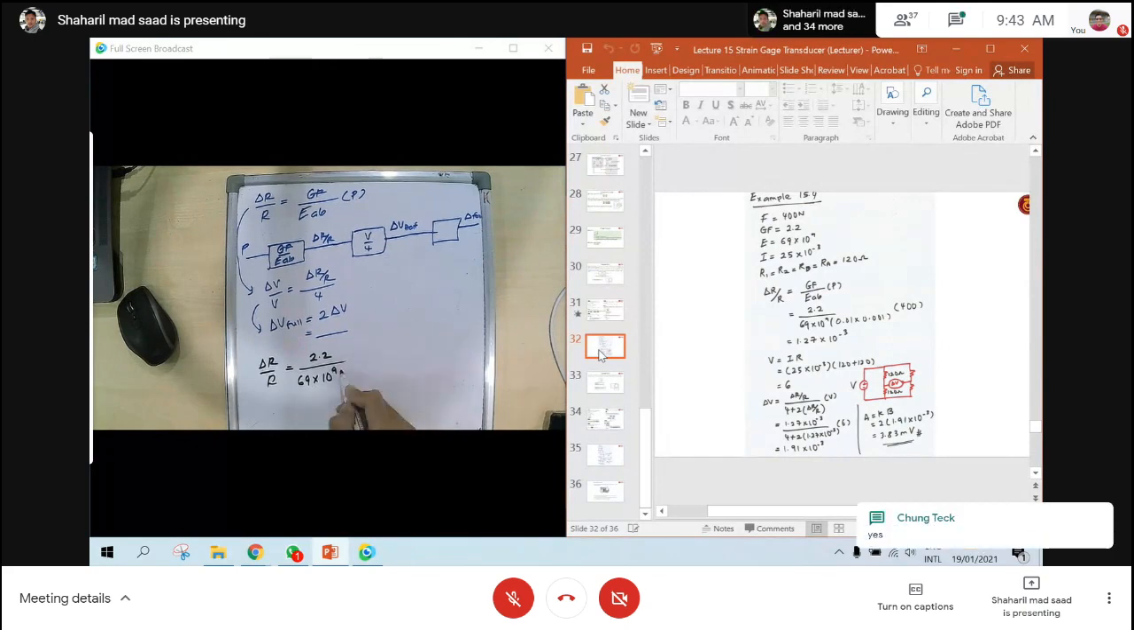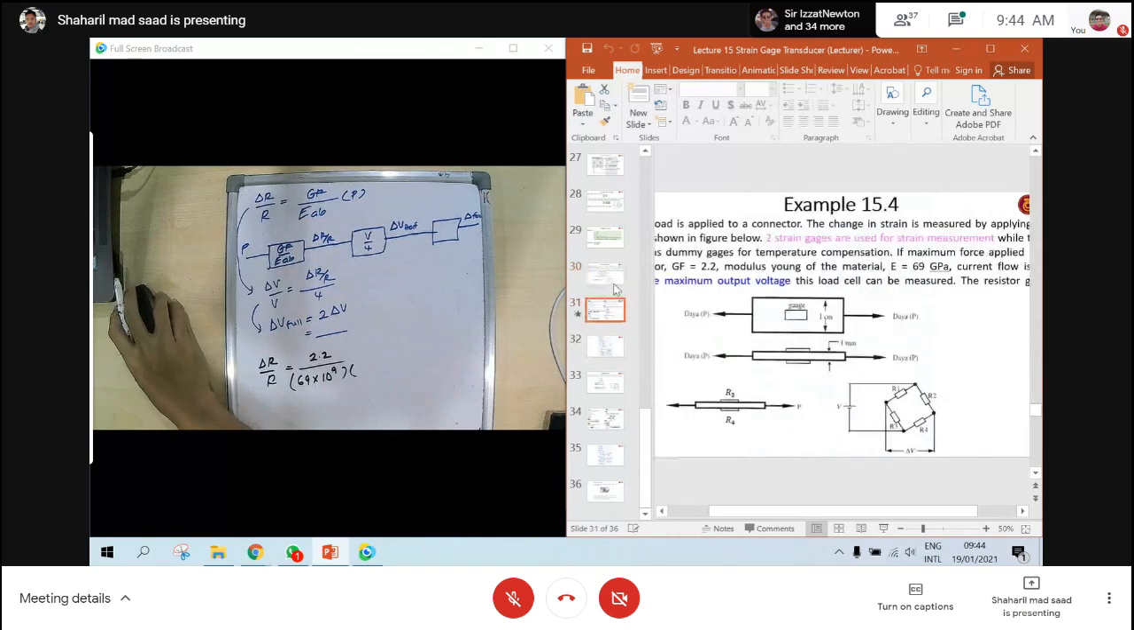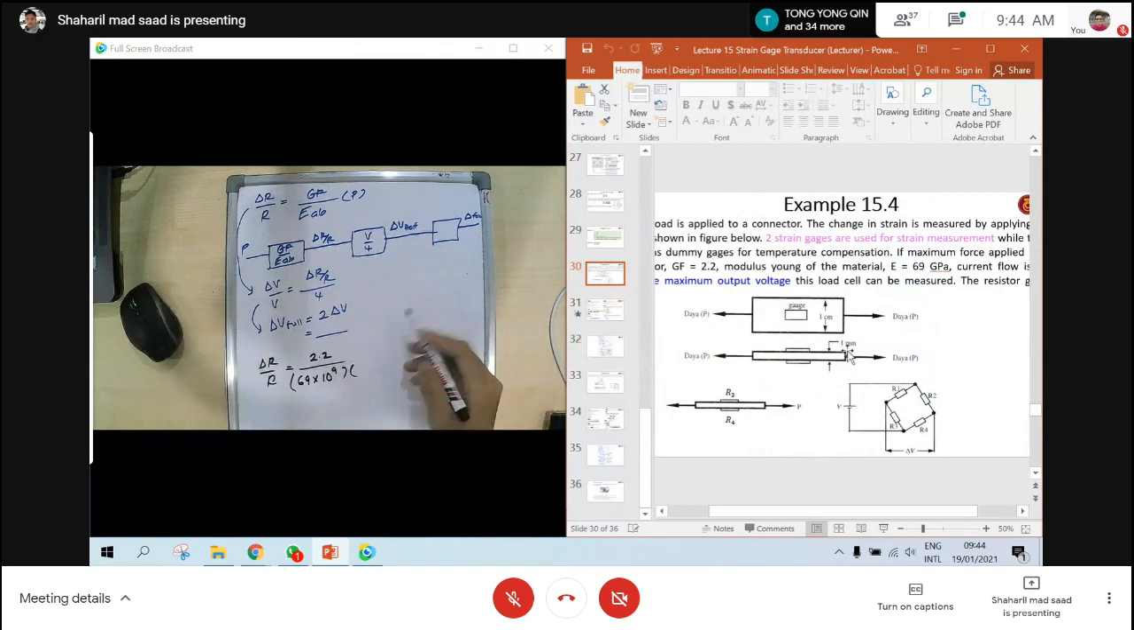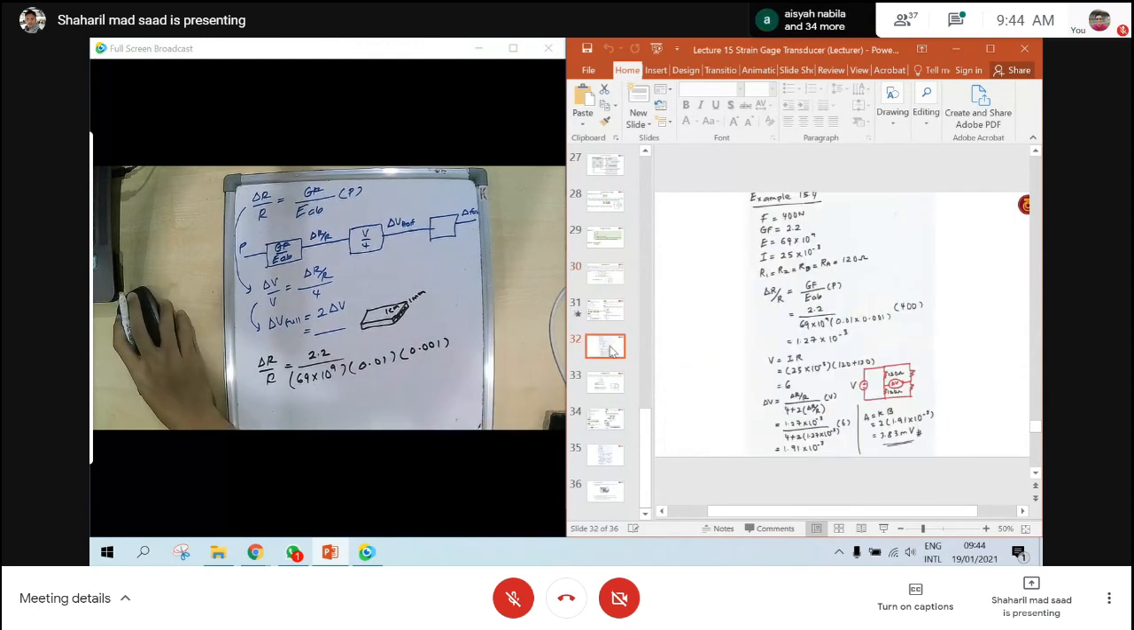Okay. Then A, that means the area. From this, you are going to get the area, which looks like this. If this is your rod, then the area is this one. What is it, 1 cm, and the other one is 1 mm. Then this one is 0.01, 0.001. Okay, done.